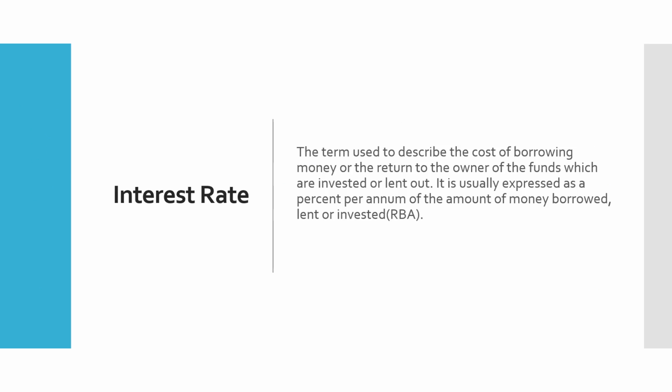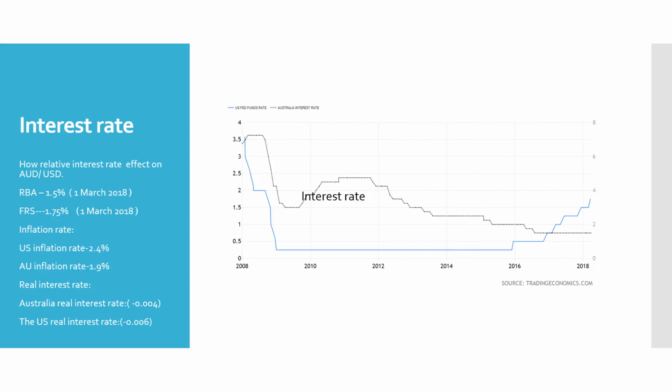Another indicator is the impact of the interest rate on AUD and USD. Interest rate is the term used to describe the cost of borrowing money or the return to the owner of the funds which are invested or lent out. The line chart shows the interest rate trend of the United States and Australia from 2008 to 2018.